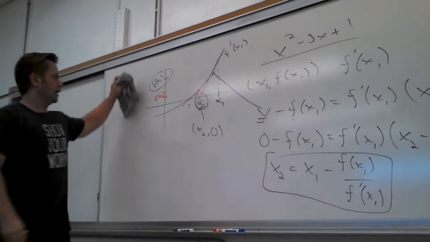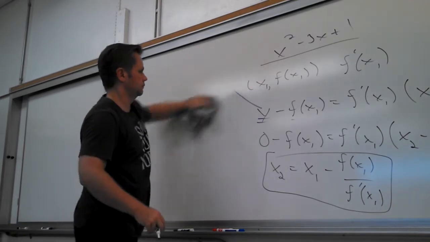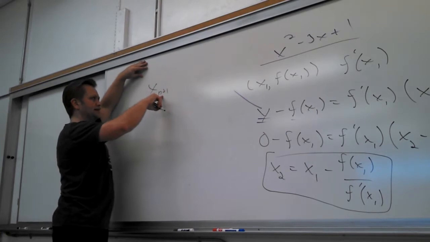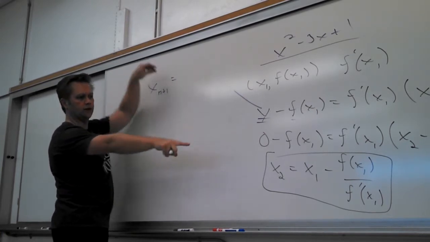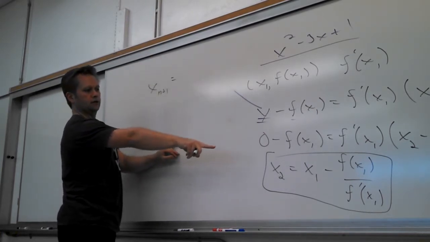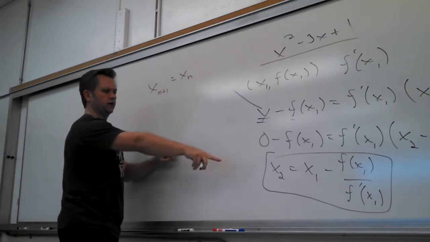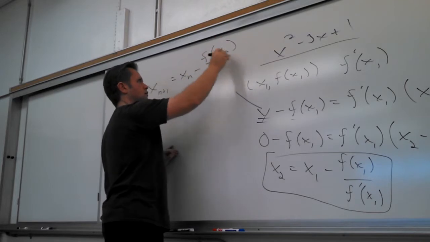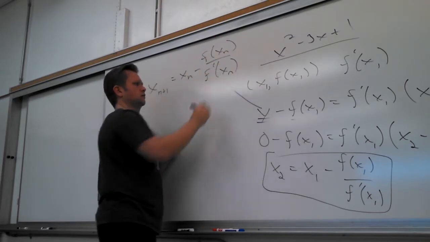So in general, what do you think xn is? Or let's say xn plus 1. What's xn plus 1? What's the next guess? How's it based on the xn? It's in that form. So it's going to be whatever xn was minus f of xn over f prime of xn.